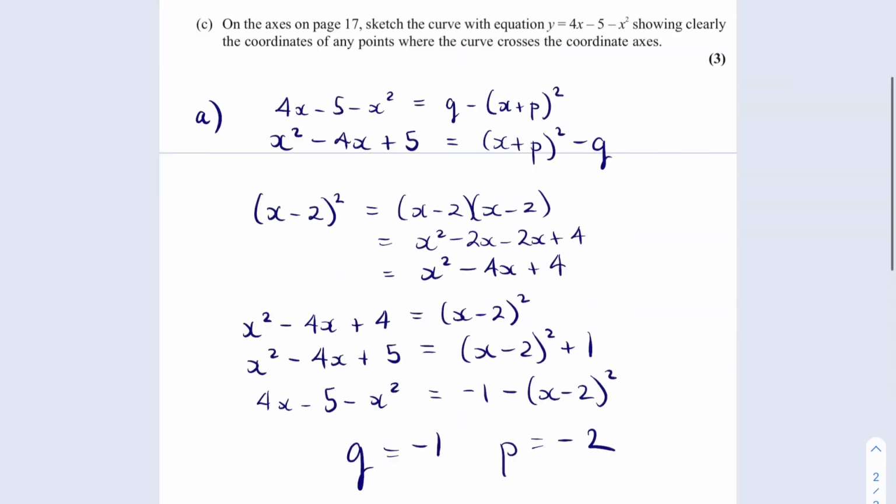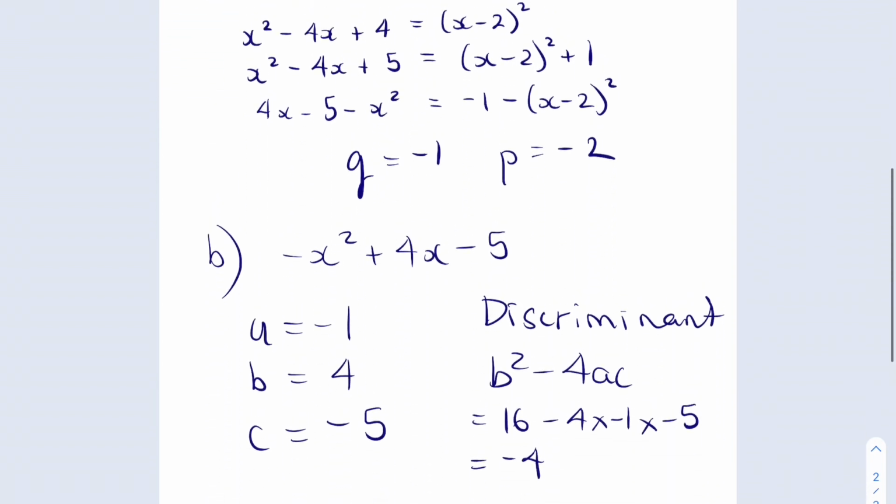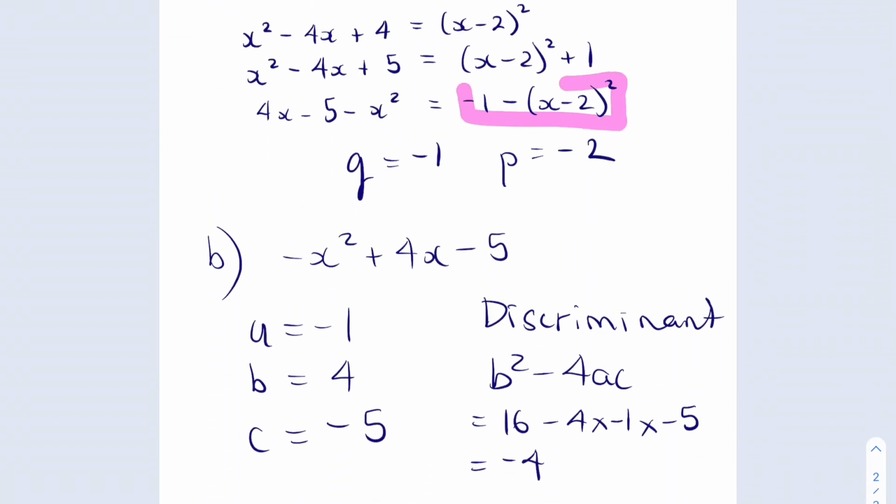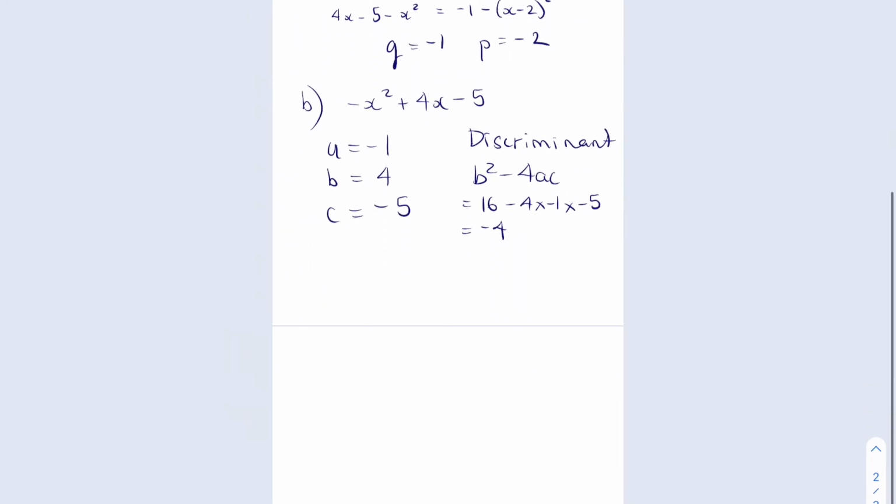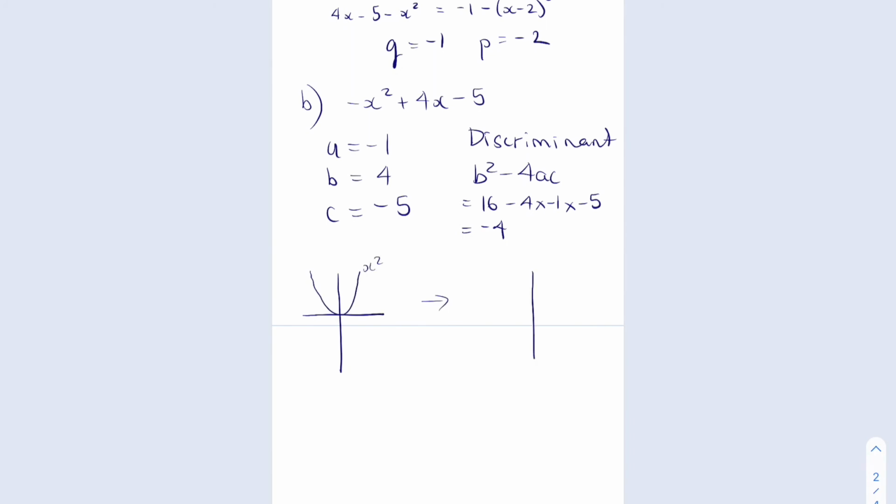So for part C, I'm going to sketch the curve with this equation, showing clearly the coordinates of any points where the curve crosses the coordinate axes. And I'm going to use this format of the original quadratic, so no multiplying by minus 1. There's the original quadratic there. So in this format, I can perform transformations to the graph of x squared. So if we imagine that the original graph of x squared looks like this. So if I replace x with x minus 2, I move my curve to the right by 2.